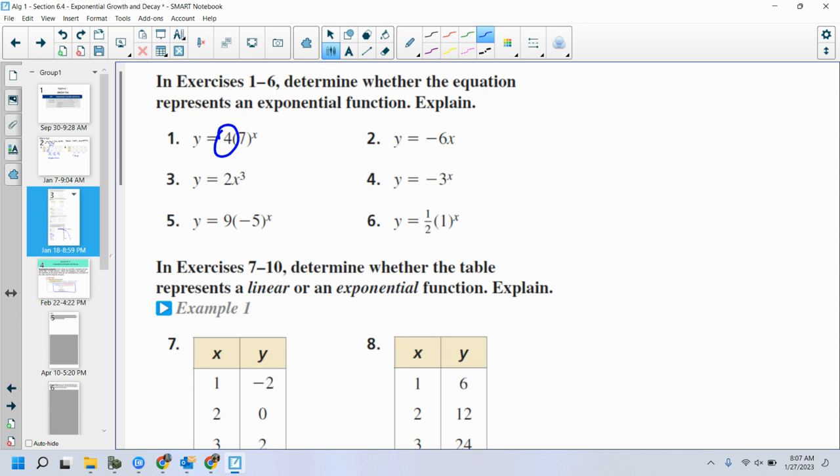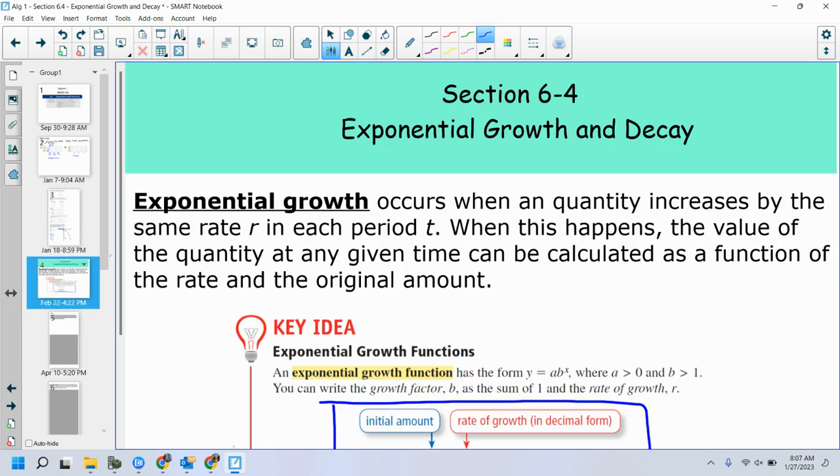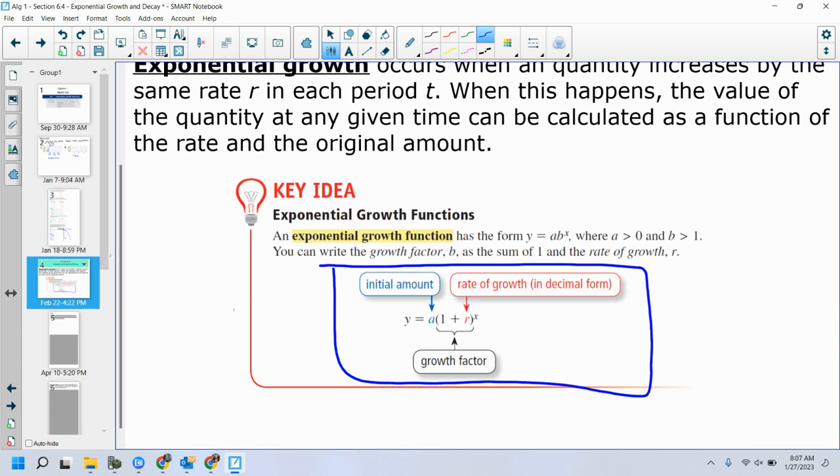Right? We kept calling it that starting value. And I said, if you know your starting value, that's the number that goes outside the parentheses. That's the same thing here. Your initial amount still goes outside the parentheses.